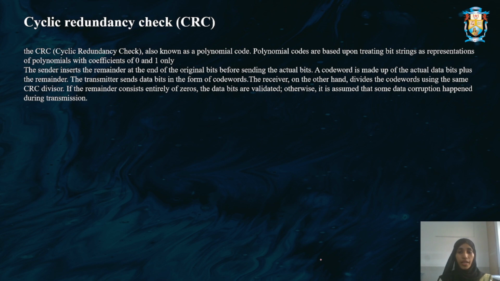The receiver, on the other hand, divides the code word using the same CRC divisor. If the remainder consists entirely of zeros, the data is validated. Otherwise, it is assumed that some data corruption happened during the transmission.